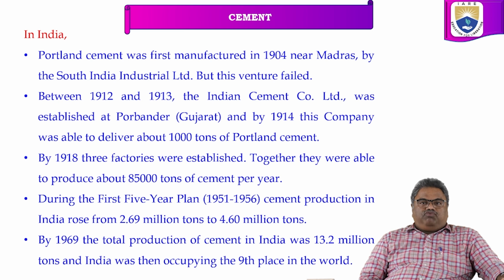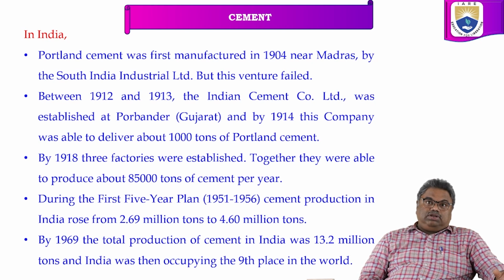During the first five-year plan, 1951 to 1956, the cement production in India rose from 2.69 million tons to 4.6 million tons. By 1969, the total production of cement in India was 13.2 million tons, and India was occupying ninth place in the world, in 1969 itself.